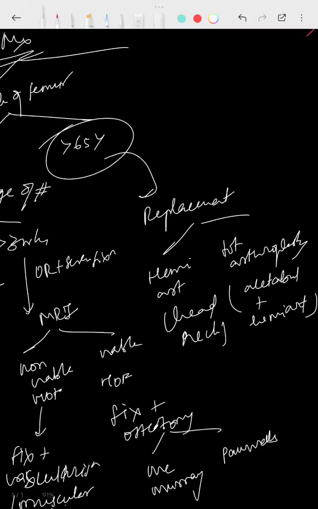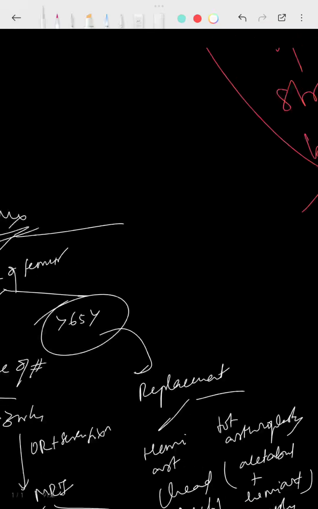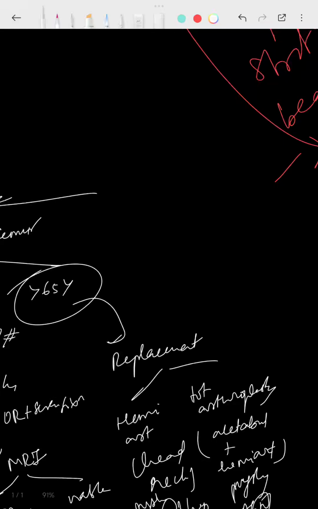Okay. So if it is a previously normal hip, you do hemiarthroplasty. If it is a previously abnormal hip, you do total arthroplasty. So this is your neck of femur fracture management.